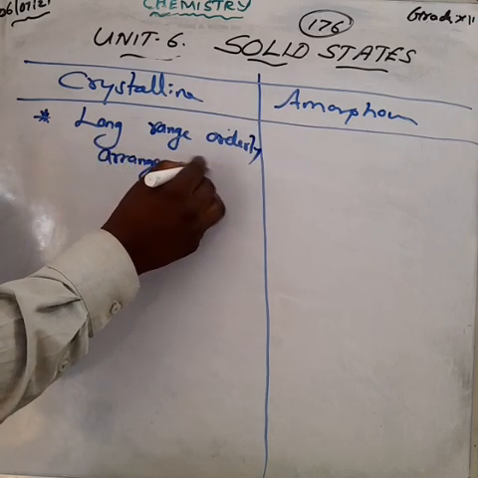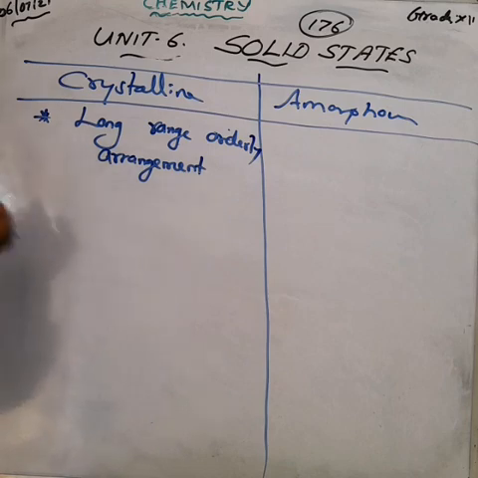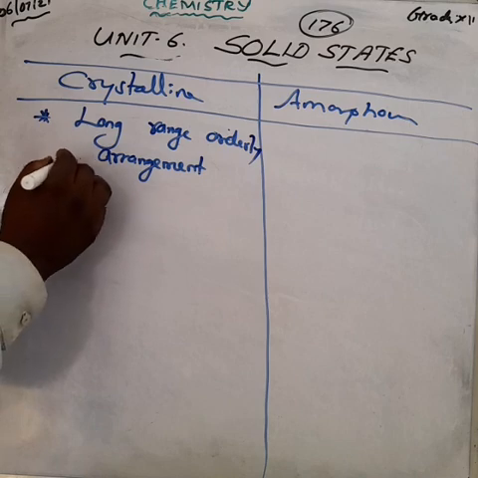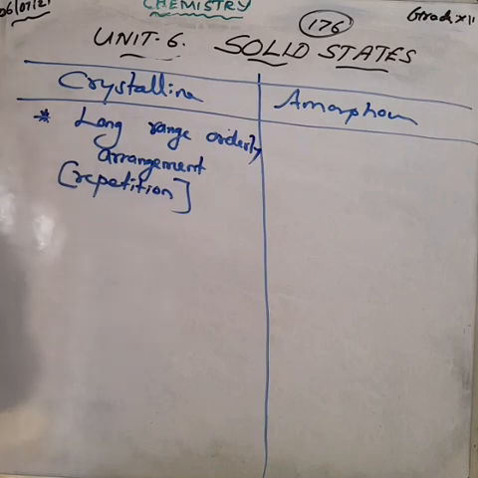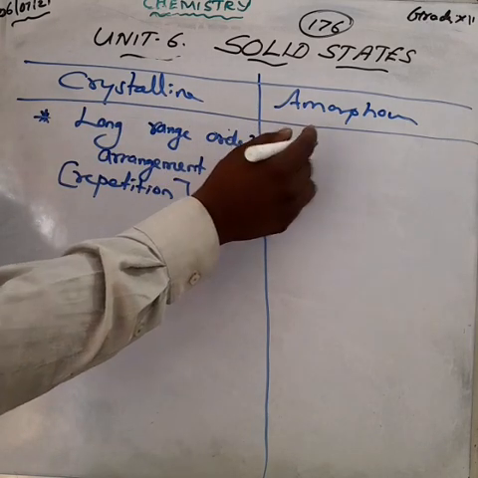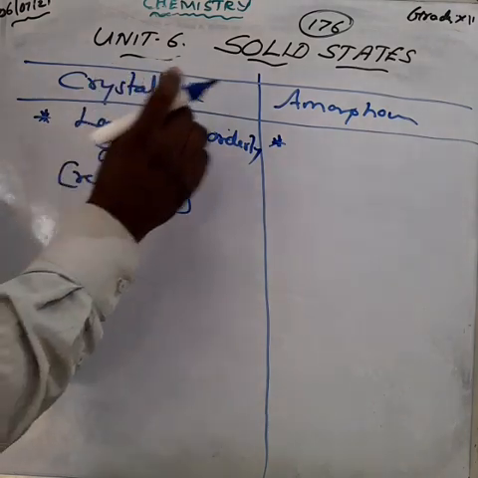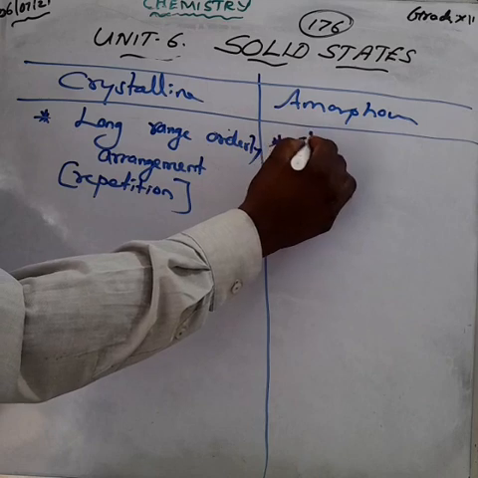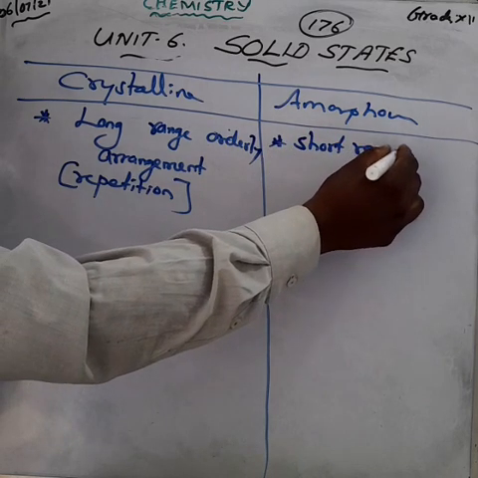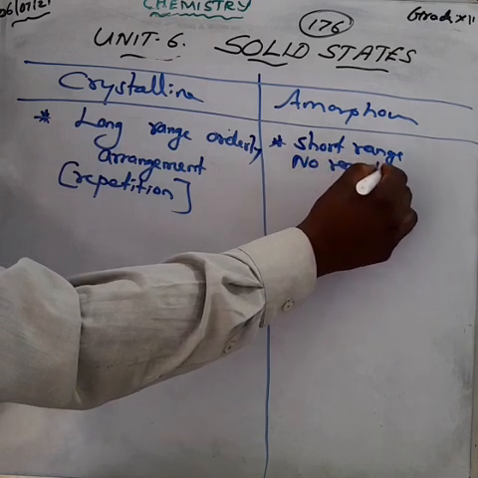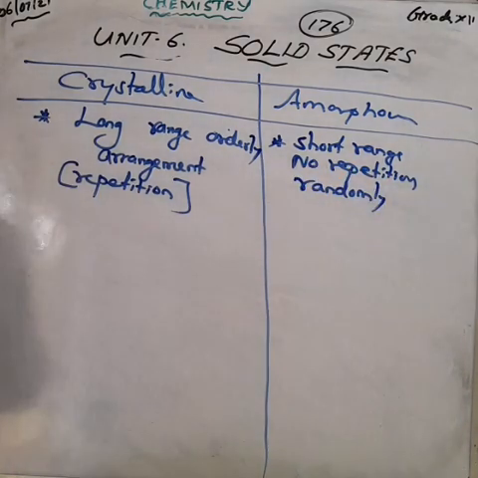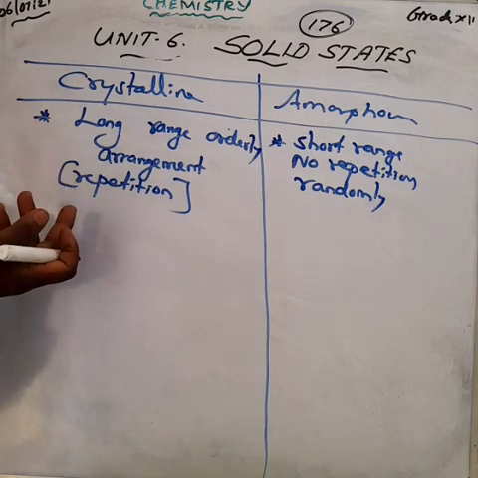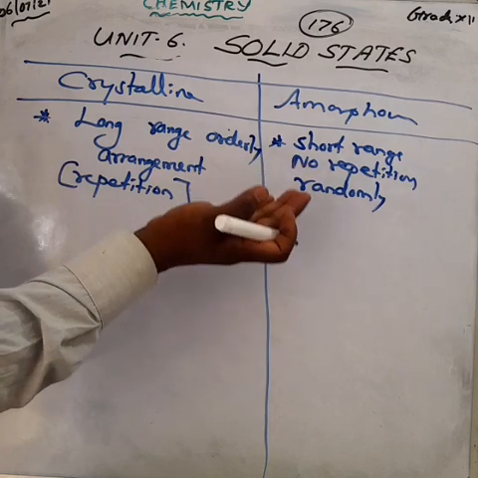What is the meaning here? The arrangement of atoms, ions or molecules repeating at a particular distance is what we call long range order. But what about the amorphous solid? Amorphous solid has no long range order, only short range order. There is no repetition; the atoms or molecules are arranged randomly. So don't forget: crystalline has long range order, amorphous has short range order.